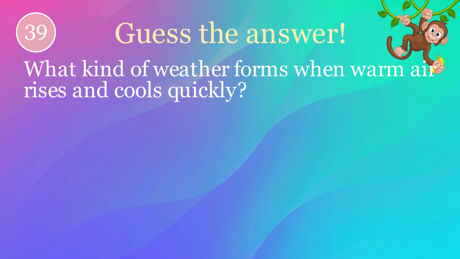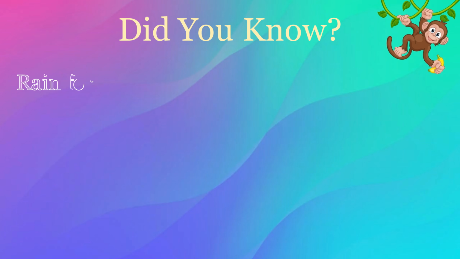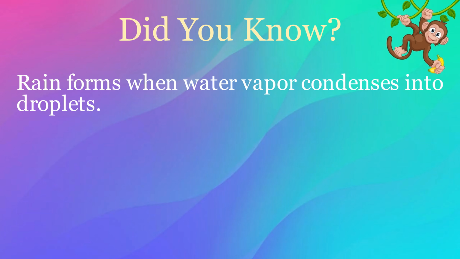What kind of weather forms when warm air rises and cools quickly? Rain. Fog. Sun. The correct answer is rain. Here's an interesting fact. Rain forms when water vapor condenses into droplets.